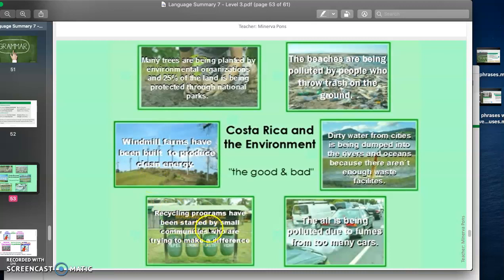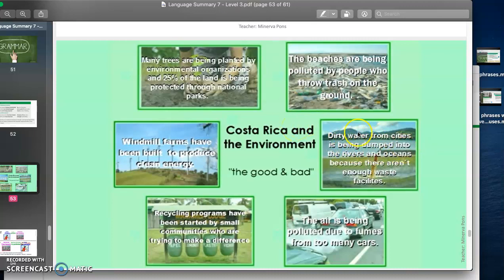Recycling programs have been started by small communities who are trying to make a difference. So in here we are seeing the good and the bad. These are good things. So this is a bad thing. Dirty water from cities is being dumped into the rivers.